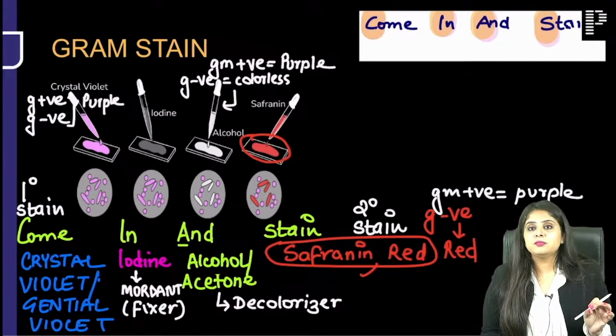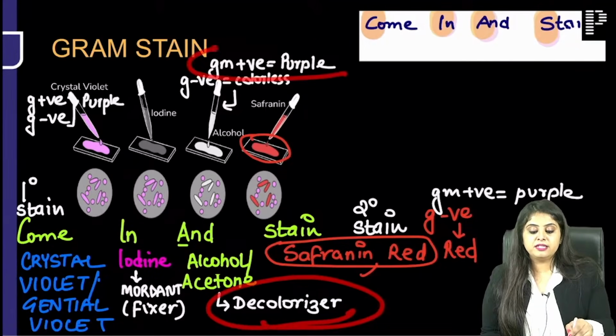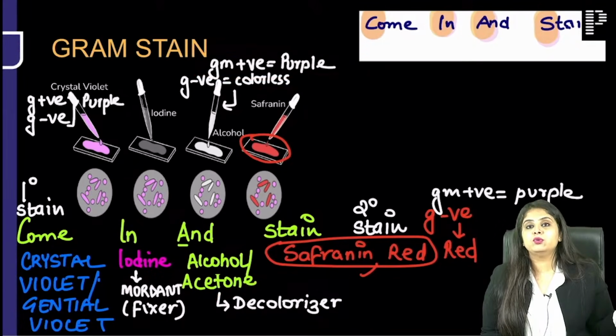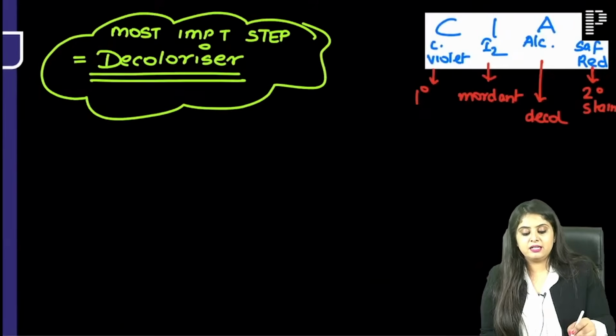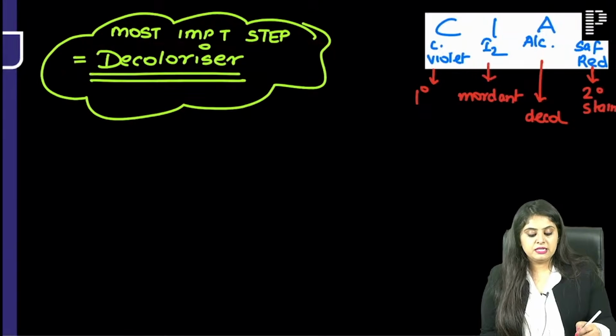If 20 seconds has been given to you, you have to keep it for 20 seconds only. You can't leave it for 2 minutes and expect things will be fine, because this decolorizer will then take away that purple color also, and you will be wondering what I did wrong. So which is the step where you don't chit chat with anyone around you? It is the decolorizer. The most important step is decolorizer.